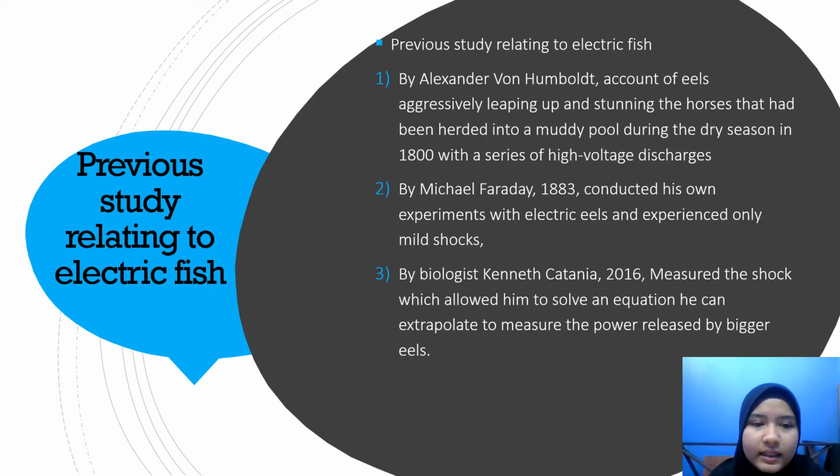Previous study conducted on electric fish was first conducted by Alexander von Humboldt. Account of an eel aggressively leaping up and stunning the horses that had been herded into a pool during the dry season in 1800, with a series of high voltage discharges. The effect is to short-circuit the electric organ through the target, with increasing power diverted to the target as the eel attained greater height during the leap. Measurement of voltage and current during the behavior revealed the effectiveness of the behavior and the basis for its natural selection.